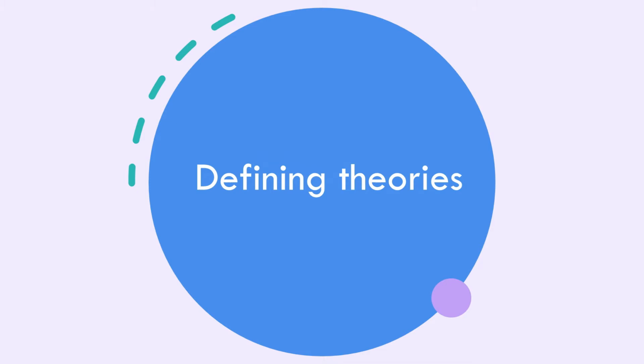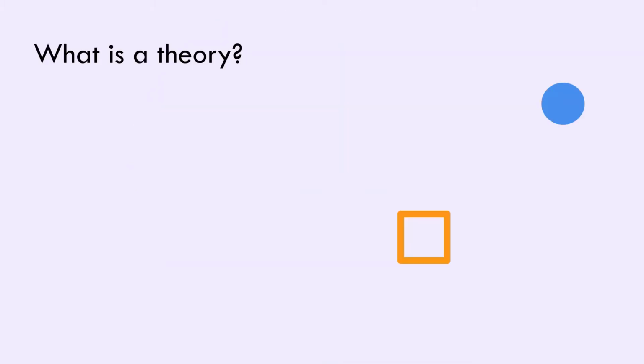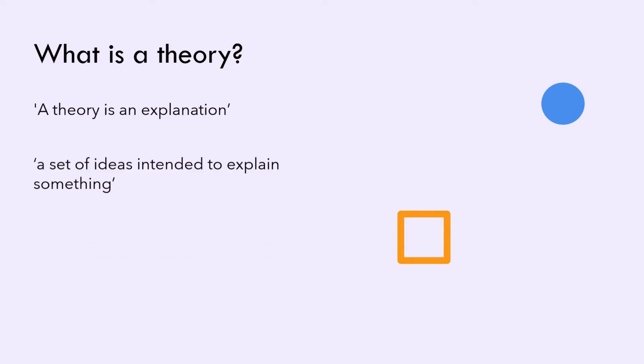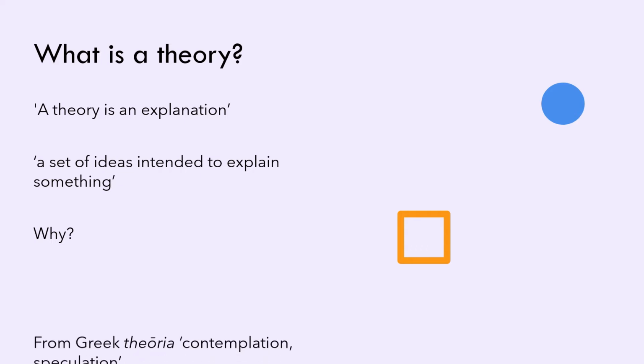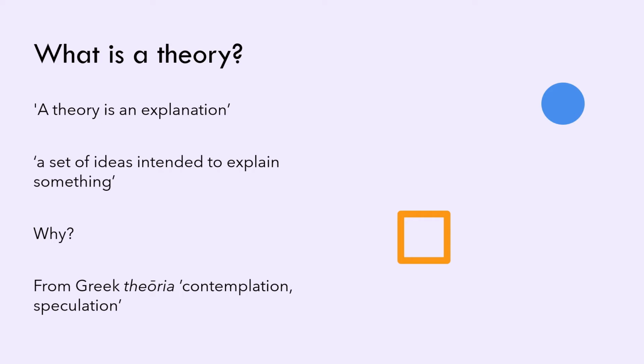Defining theories. What is a theory? A theory is an explanation. A theory is a set of ideas intended to explain something. You are essentially asking why. Why did this happen? Why didn't this happen? It is derived from a Greek word which meant to contemplate and to speculate.